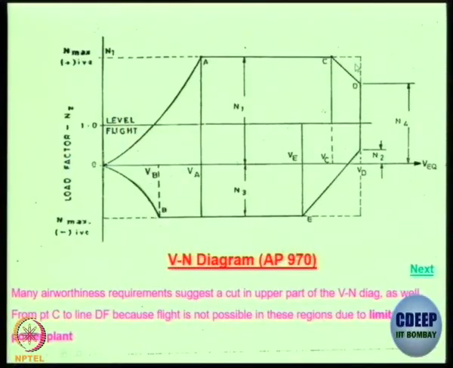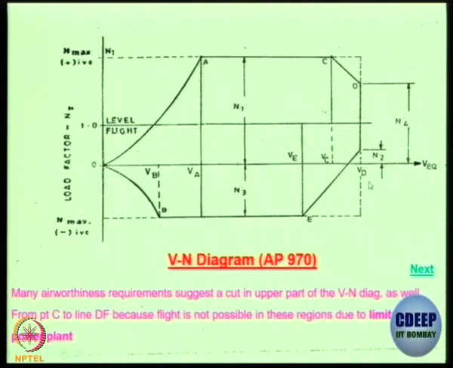There the regulatory body says there could be a pilot who is at a very high speed and pulls the G so that you come into this area. Okay. So that's the difference. So the regulatory bodies decide the pattern based on the aircraft type which they are dealing with. Somebody might say that I will not even give this cut.